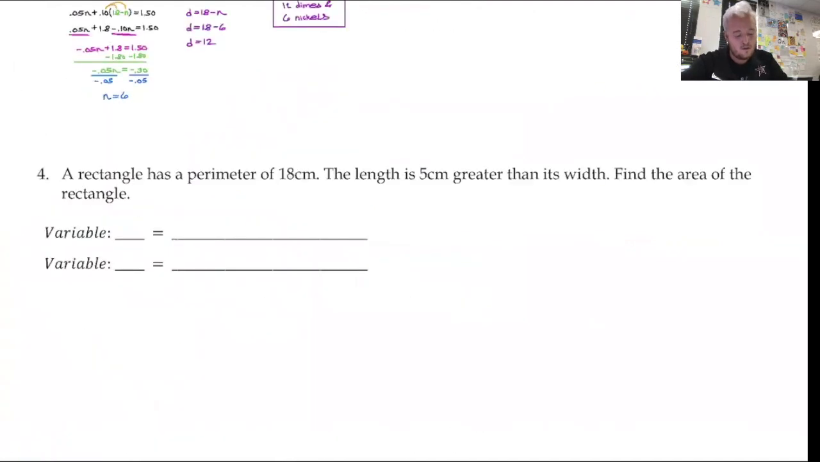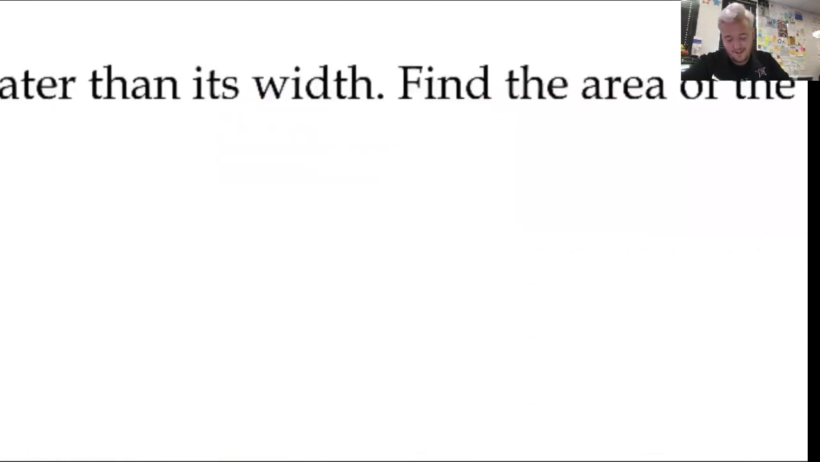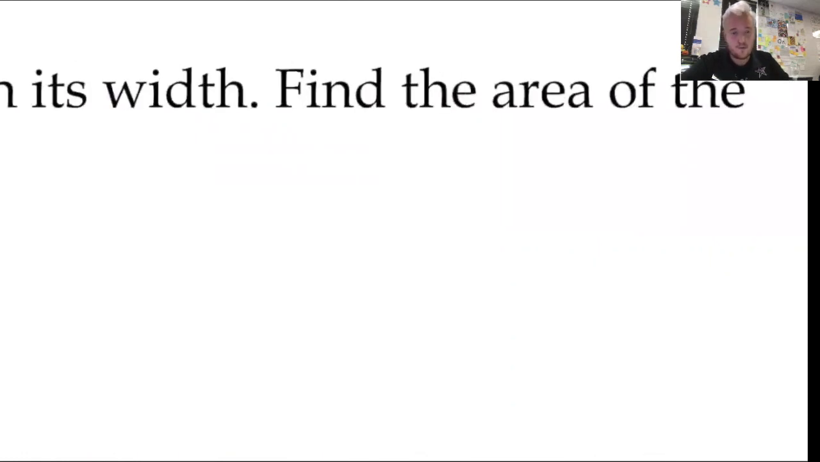Next. So a rectangle has a perimeter of 18 centimeters. The length is 5 centimeters greater than its width. You want to find the area of the rectangle. All right, so what I see happen most on these problems is students will only find the dimensions of the rectangle and they forget to find the area. So this one is actually finding the dimensions and then taking it a step further and finding an actual value.